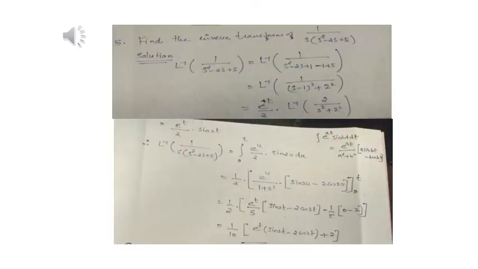Fifth question, find the inverse transform of 1 by s into s square minus 2s plus 5. So here also 1 by s is there. Then you can use the first integration result. That is L inverse of f of s is equal to f of t, then L inverse of 1 by s into f of s is integral 0 to t f of u du. Okay, so here L inverse of 1 by s square minus 2s plus 5. So this is a quadratic equation. The denominator is a quadratic equation.